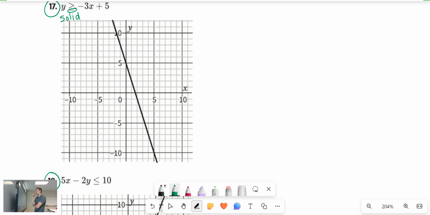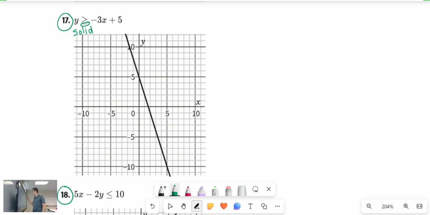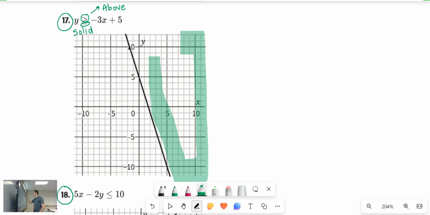And then y being greater than, because y is greater than, that's going to mean we go above the line. It's a solid line, and greater than means we go above the line. So we're going to make our shaded region in green, and it's going to be the portion above the line. So we pick any point and we go up from it, and this is going to be our shaded region.